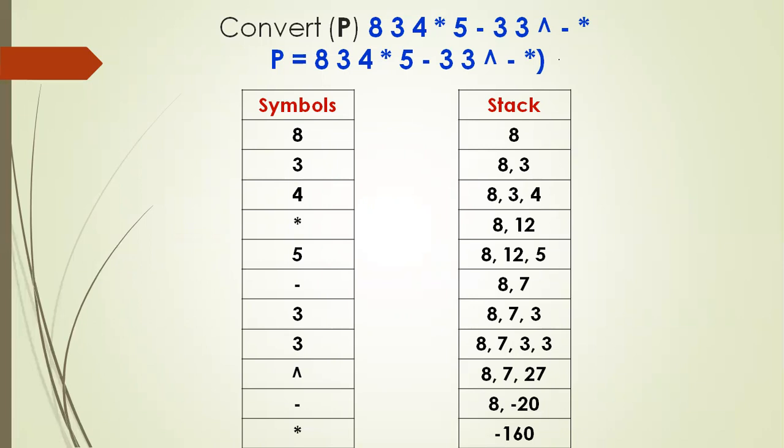Minus 20. Push it back to stack. So your stack now contains how much? 8, minus 20. What's the next symbol? Star. Whenever an operator comes, remove the top 2 elements. Top element will be how much? N1 is minus 20, and N2 becomes 8.